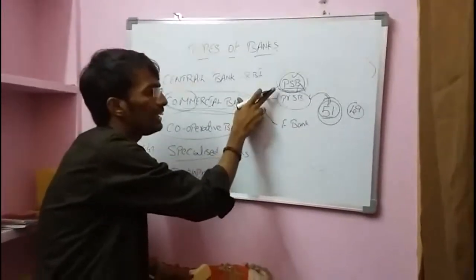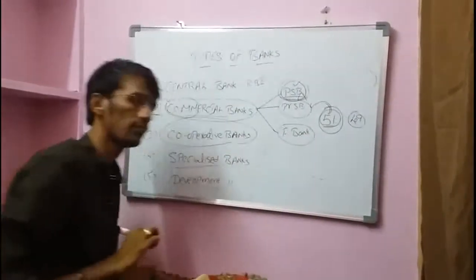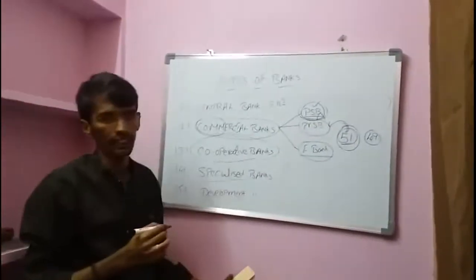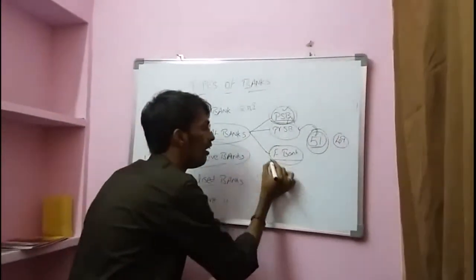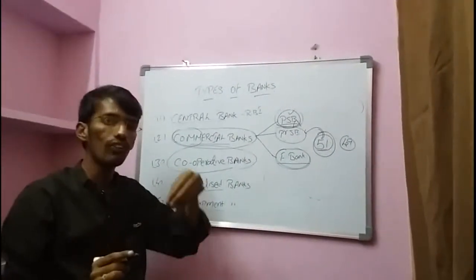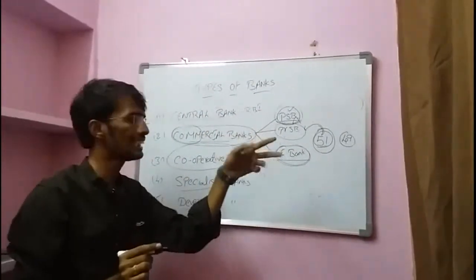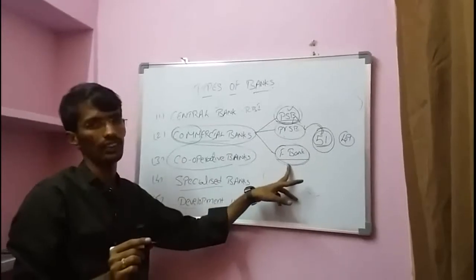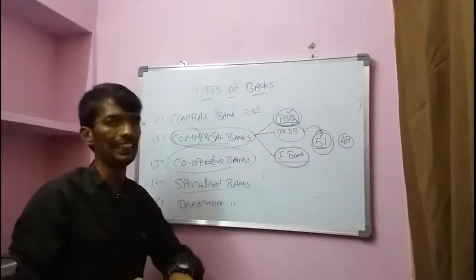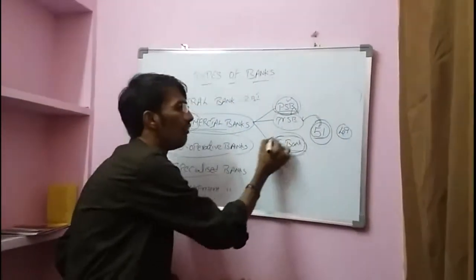Here it is public sector, next is private sector, and the last one is known as foreign banks. It is very important. What is the meaning of a foreign bank? Foreign banks are the banks which are working in India, but their headquarters are abroad. I'll repeat again. The foreign banks are the banks which are working in India, but their headquarters are abroad. Such banks can be called foreign banks.